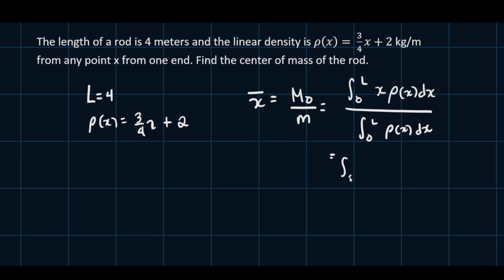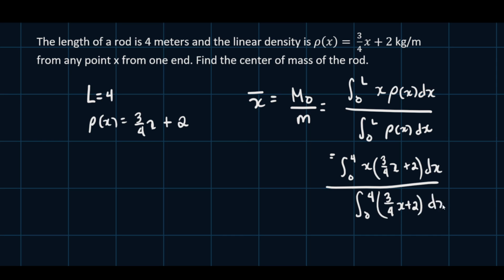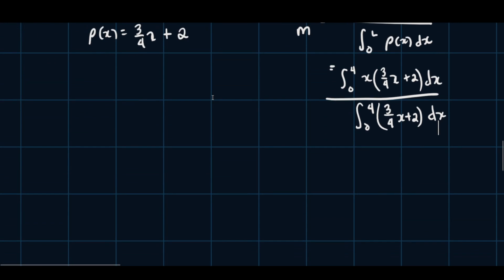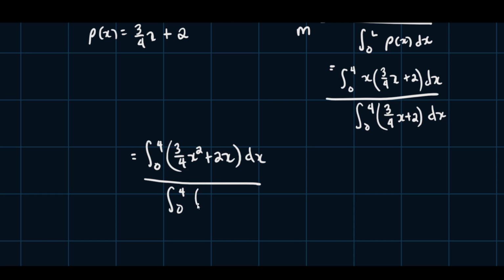So we have the definite integral from 0 to 4. So this is the length of the rod, of x times (3/4 x plus 2) dx all over the definite integral from 0 to 4 of 3/4 x plus 2 dx. Now, solving this, I'll just adjust it here in the middle. Solving this will give us 3/4 x squared plus 2x dx all over the definite integral from 0 to 4 of 3/4 x plus 2 dx.